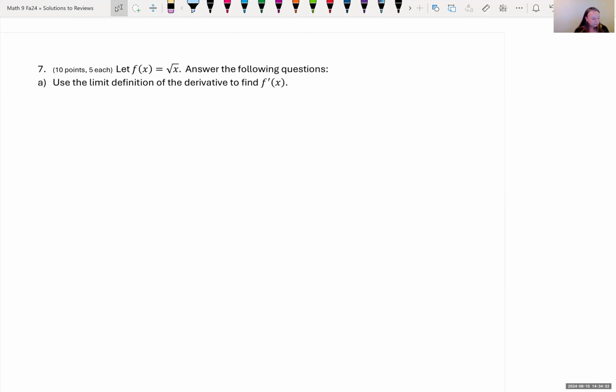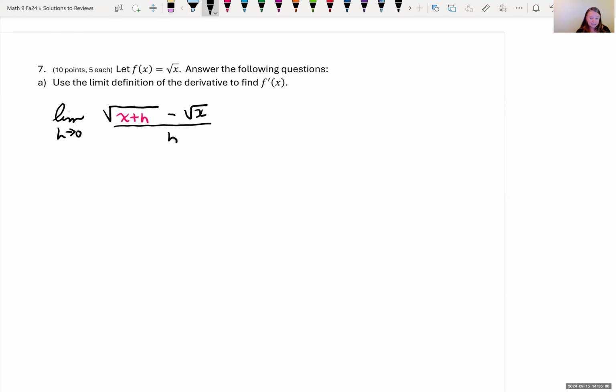The next problem in this review says let f of x equal the square root of x. Answer the following questions. Use the limit definition of a derivative to find f prime of x. Okay, so looking at this, I'm looking at the limit as h goes to 0 of f of x plus h. So plugging in x plus h wherever I see an x in my function, I get the square root of x plus h. Minus f of x, so minus square root of x, all over h.